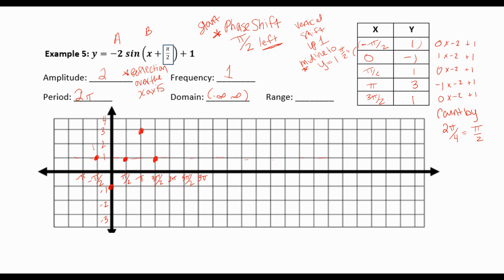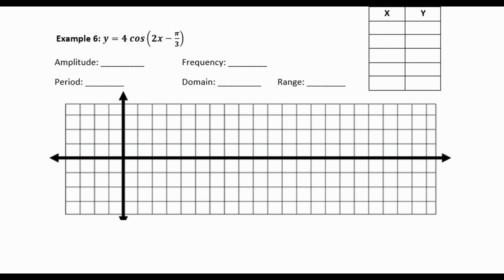Remember that sine ends on straight up and down. Do the best that you can to show that they're curved and not V's, and you have your graph. Our range is going to go from -1 to +3. If you need to, you can pause the video to catch up, but I'm going to go on to our next example. All right, example 6.